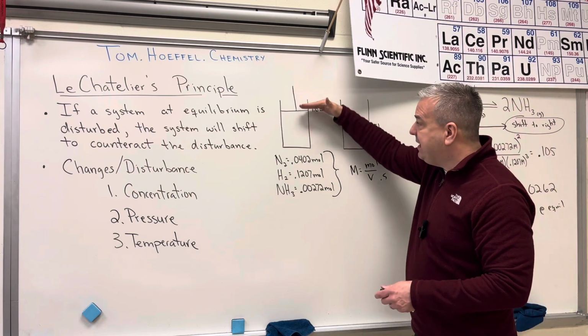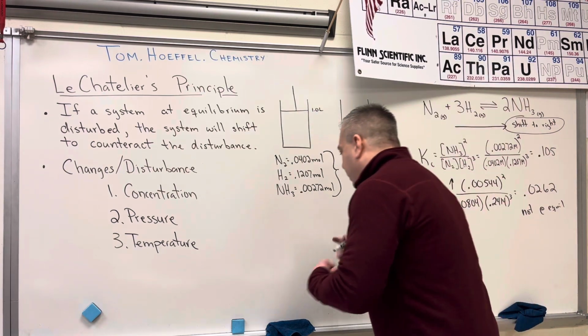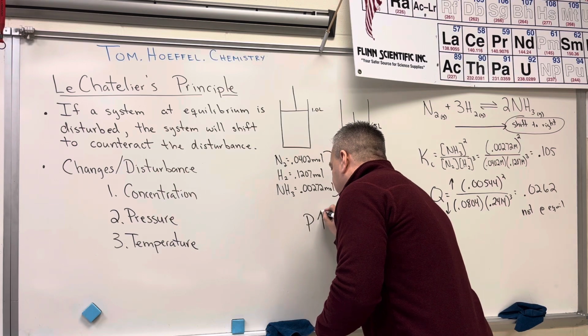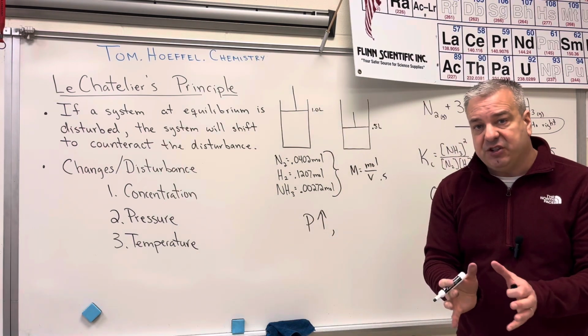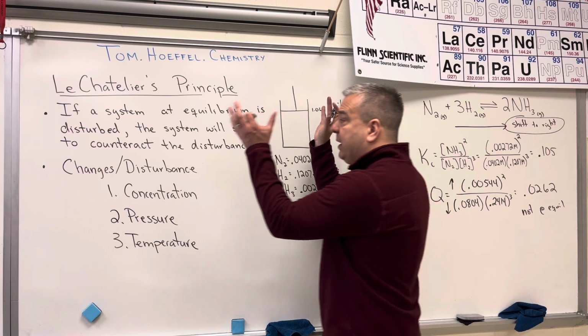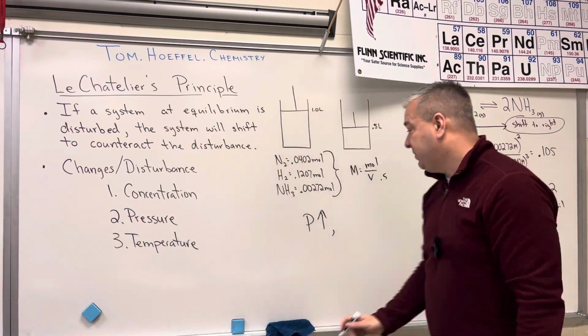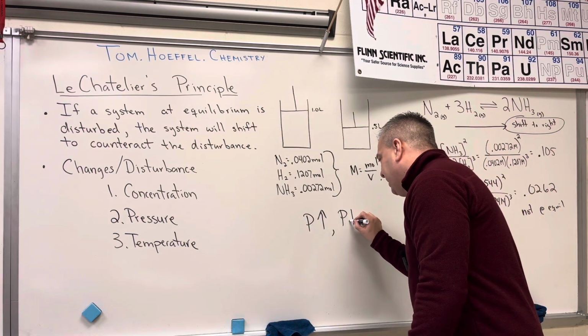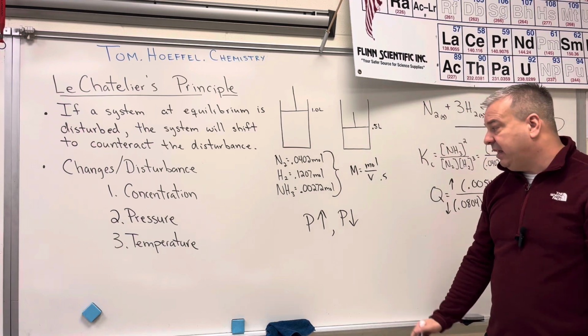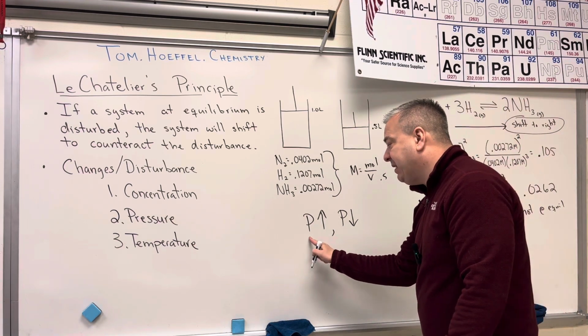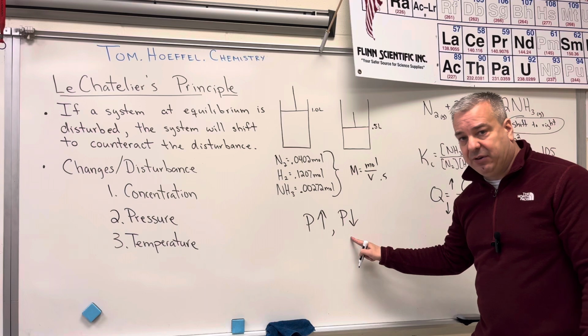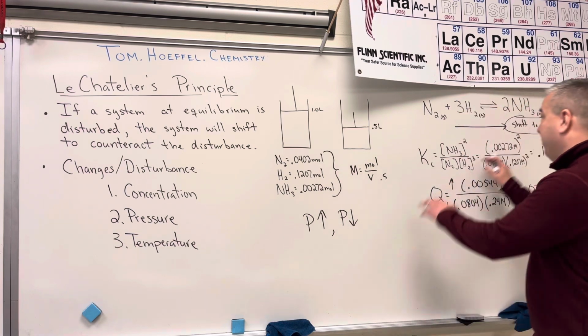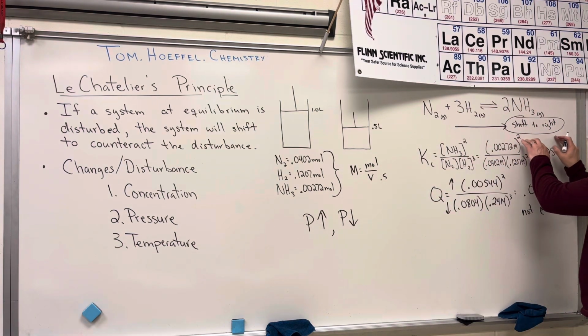Well, when we decrease the volume, we're going to end up having an increase in pressure. And according to Le Chatelier's principle, we need to counteract that disturbance. The way we counteract that is by decreasing the pressure. So this is going to be my disturbance, and this is going to be the counteraction of what's going on. Now remember, that counteraction is shifting to the right.